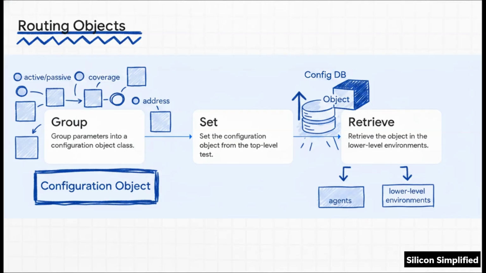Instead of passing these one by one using dozens of messy set calls, we group them into a single configuration object class. You instantiate and randomize this object in your top-level test, push the entire object into the config DB, and then just let your lower-level environments and agents pull that single object down. This structured approach is exactly what keeps massive system-level test benches clean, scalable, and fully reusable.